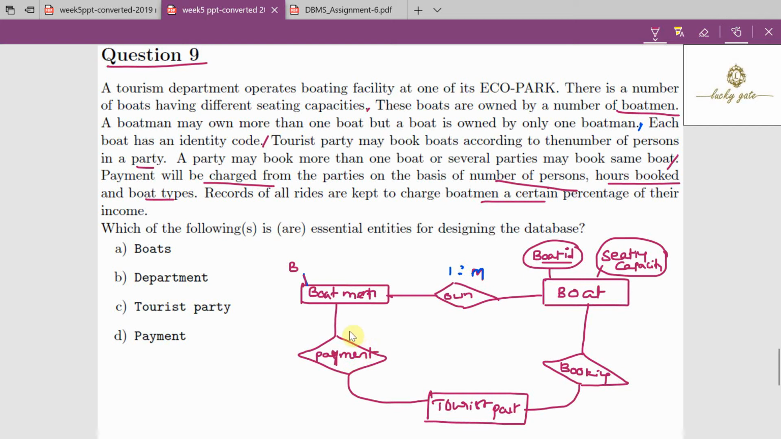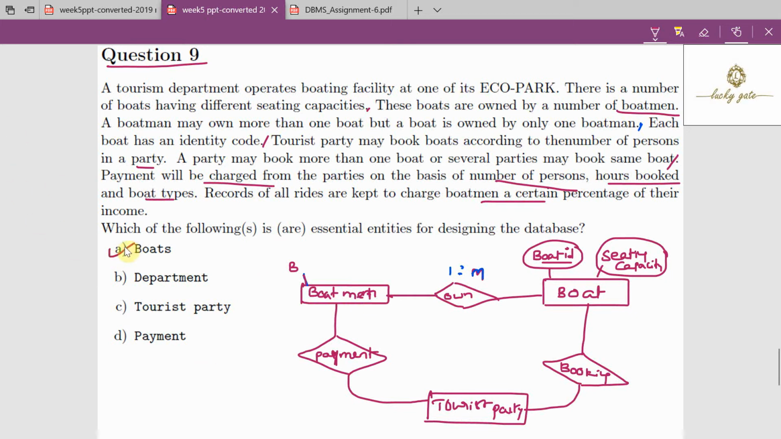Okay, now I can get information about how much amount boatmen will get for the tourist party. They booked some boats. The question is, which of the following are essential entities for dealing with the database. Based on this analysis, boatman could be an entity, boat is an entity, tourist party is an entity. So coming to the options, boats are given.